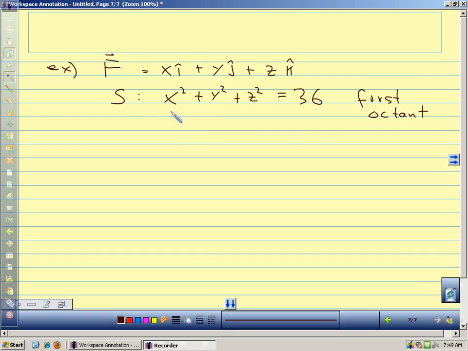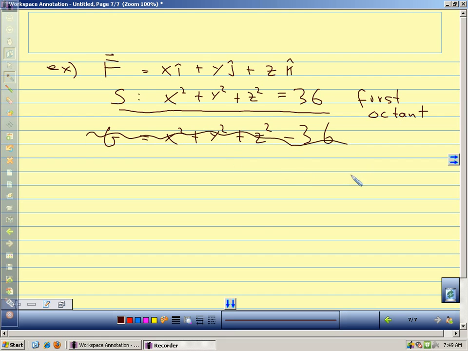Now remember, this is where we have to be careful. We have our surface given to us by this equation. What people are tempted to do is say that capital G equals x squared plus y squared plus z squared minus 36. We don't want to do that. Remember, in our development, we said we needed our G in the form z minus g of xy. So we need to express this in terms of z.